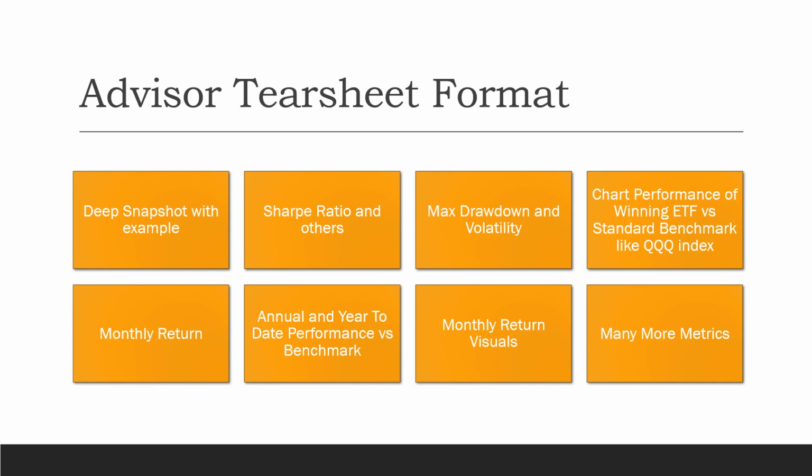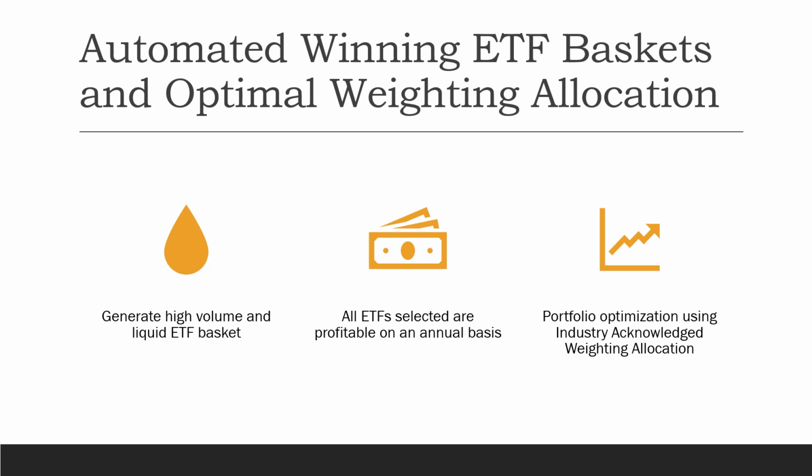Also, you want to focus on pretty well the whole year's worth of monthly returns. You'd also want to look at annual and year to date performance as a benchmark. Also, a nice convenient way is to look at visual monthly returns and many more metrics. That's why it's deep. Now, not only that, but we also have an automated way to factor in winning ETF baskets with optimal weighting allocation. So basically, what I'm saying is it will generate high volume and liquid ETF baskets. All those ETFs that are selected are profitable on an annual basis, as well as that there's portfolio optimization using industry acknowledged weighting allocation methodologies.